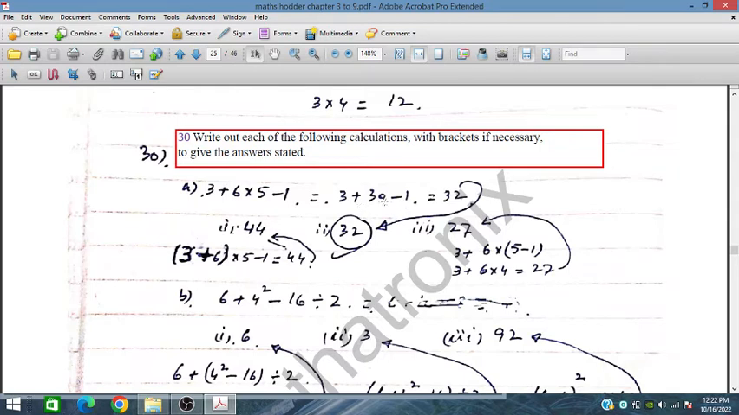For making it 32, there is no need to place any bracket. Simply say this is 33 minus 1, which is 32. Now if we want the result 27, just place a bracket here, 5 minus 1 and then times 6. This becomes 4, 4 sixes are 24 and then plus 3 is equal to 27. So if we place a bracket here, we get 27.